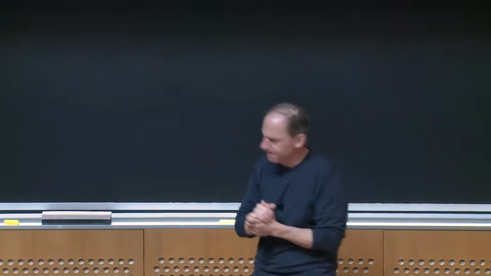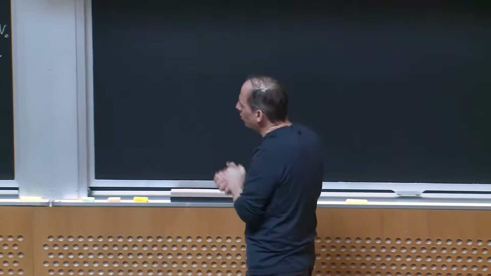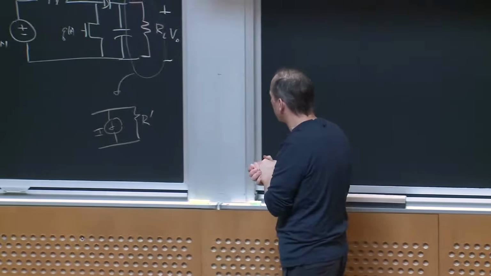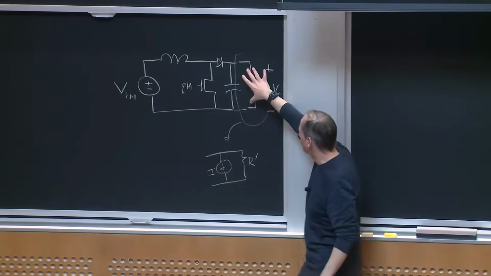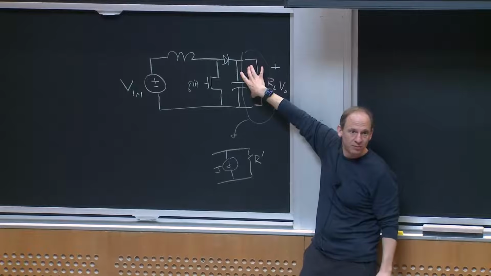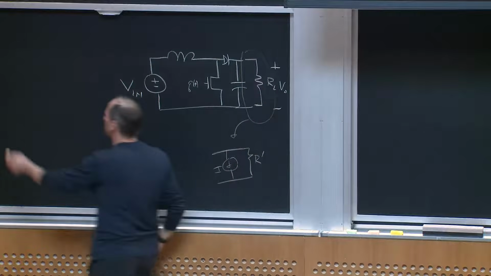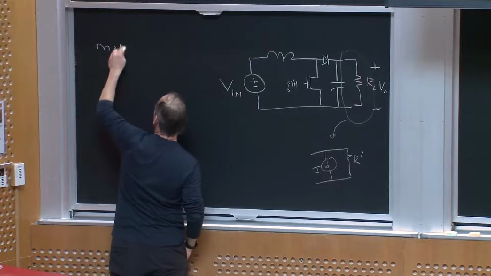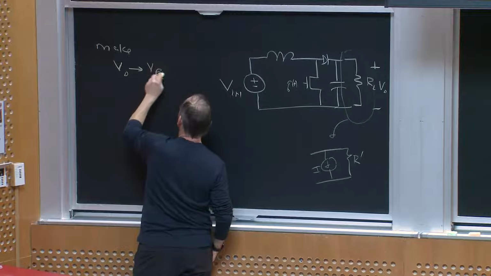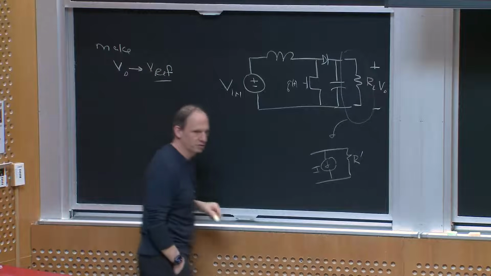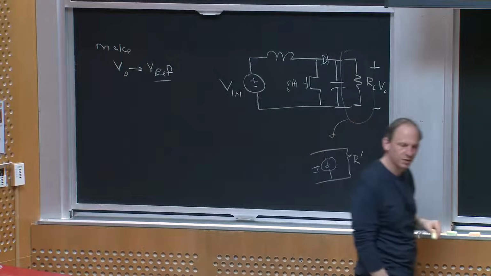All right, what do we have to do in a typical power converter application, right? We want to usually regulate the output voltage to be something we want, okay? So we want to make Vout go to some reference voltage that I'll call Vref, okay?